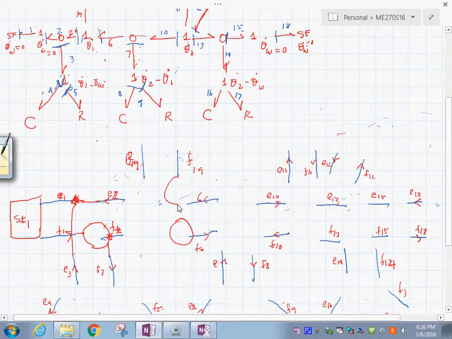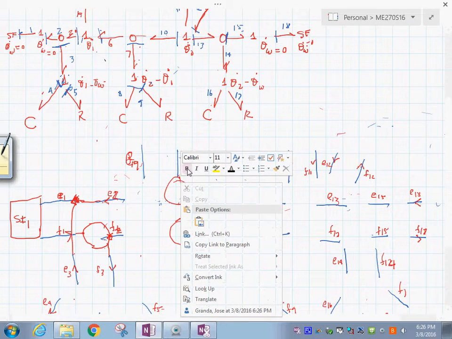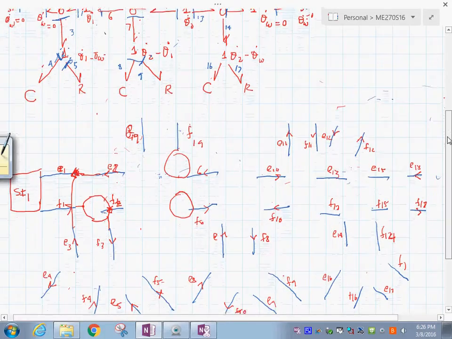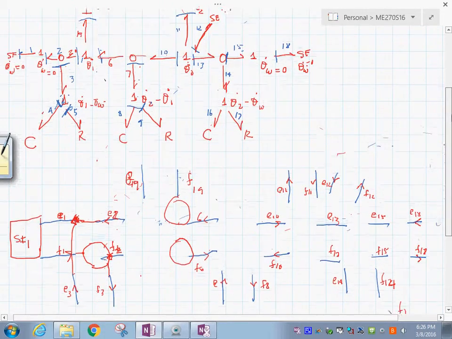But it says that on the one, forces add up and the velocities are the same on this one. So if the velocities are the same, you could do this and then this.